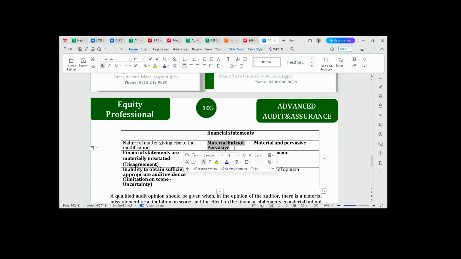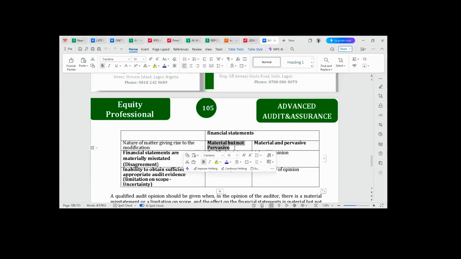Let me give an instance. You review the financial statement. Everything is fine with the financial statement, from the statement of financial position to the statement of profit or loss and other comprehensive income. But only one area had an issue, and that area is inventory. Possibly they did not apply the right accounting standard for inventory.